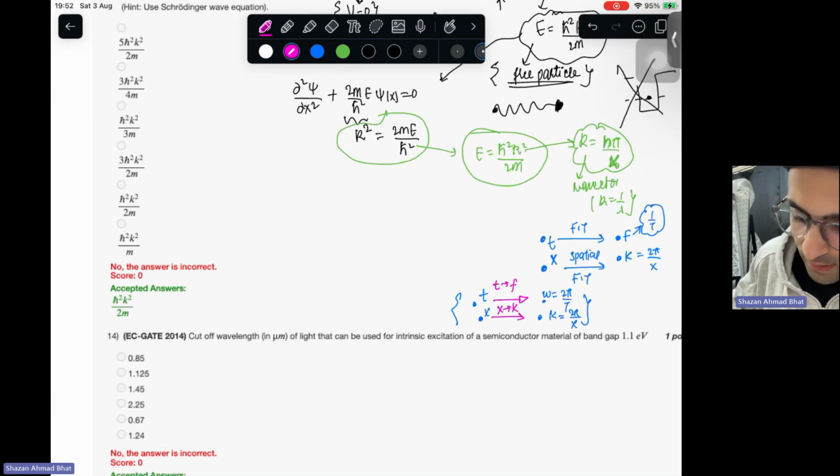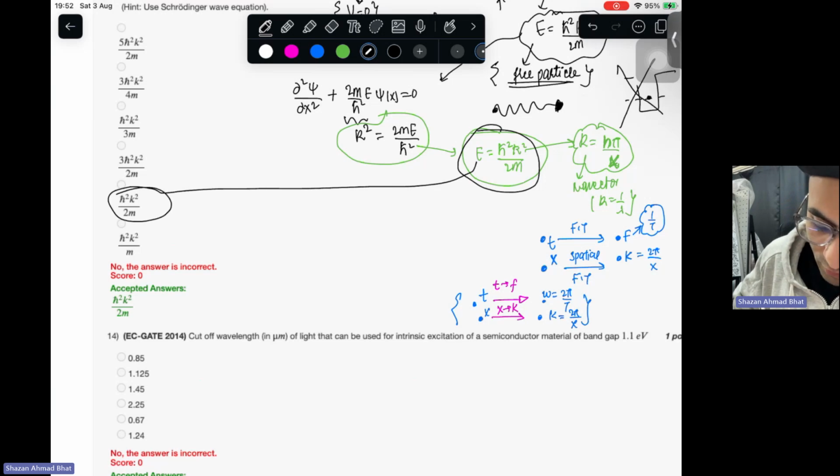So the answer to this question is that its energy is h bar square k square by 2m. This is the free particle energy.